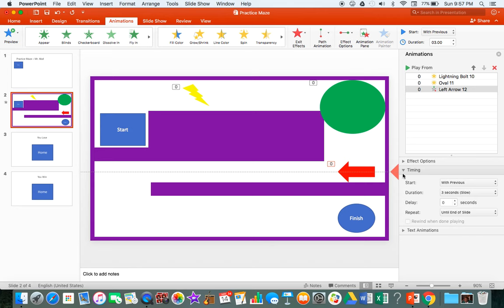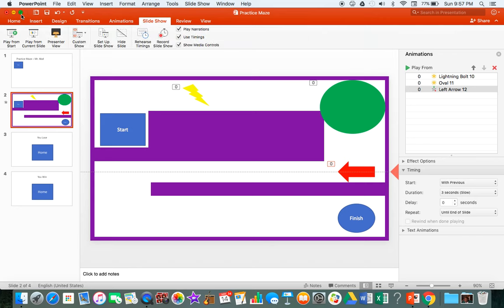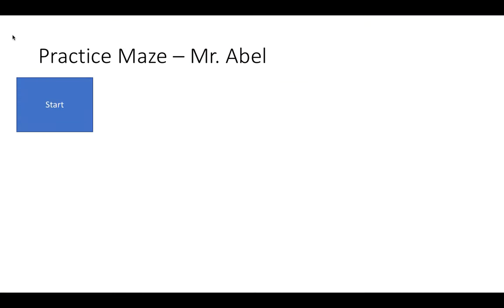With that set, I'm going to test this out. Let's see if I can beat it. I'm going to click play from start. So I've got the setup. I click my start button.